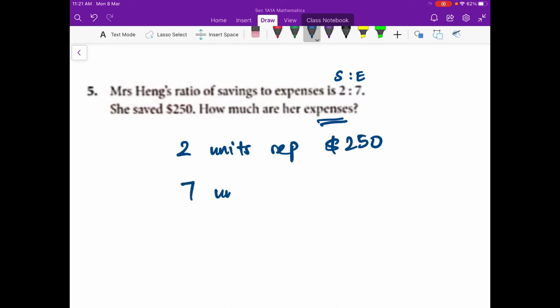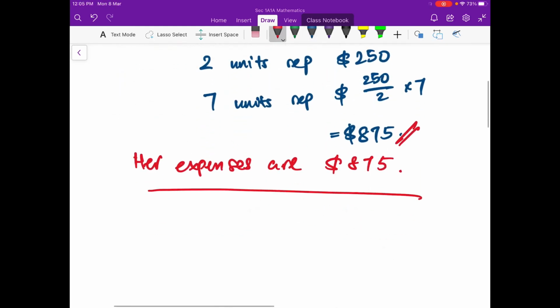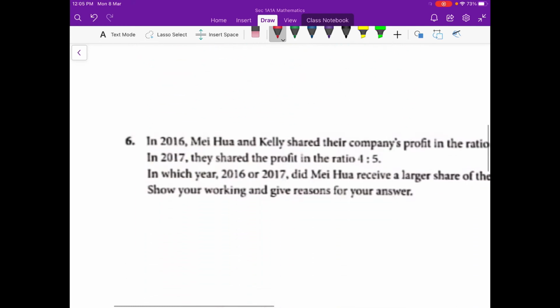7 units represent expenses. So the working is the same: 250 over 2 times 7. So 125 times 7, we get 875. Okay, we will continue again. Next, question 6.